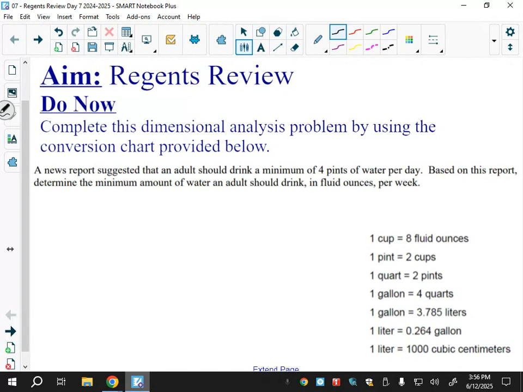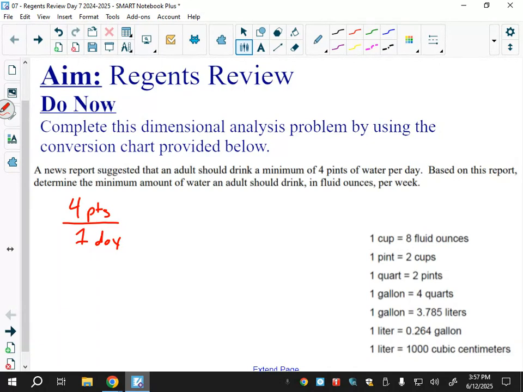So in our dimensional analysis problem, we're going to start with our first rate, which is 4 pints per day for 1 day, and we eventually want that to get into fluid ounces per week. So we want pints to convert to ounces and days to convert to weeks. So we might start with our pints as we go through. So we want to look for something that helps us convert from pints to ounces.